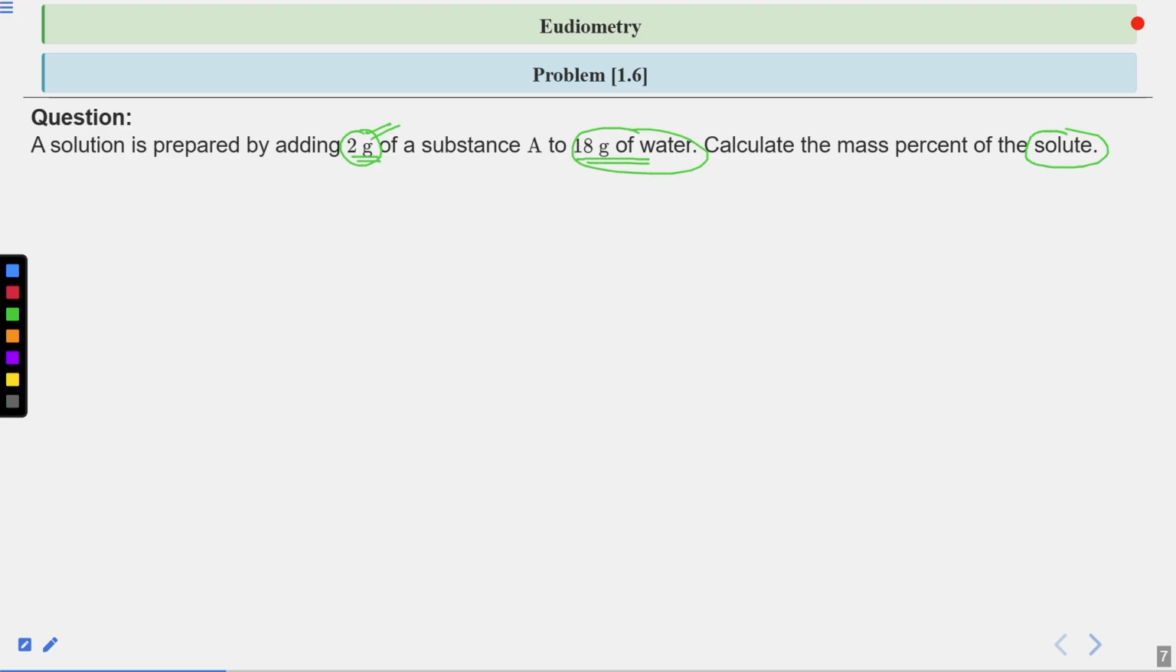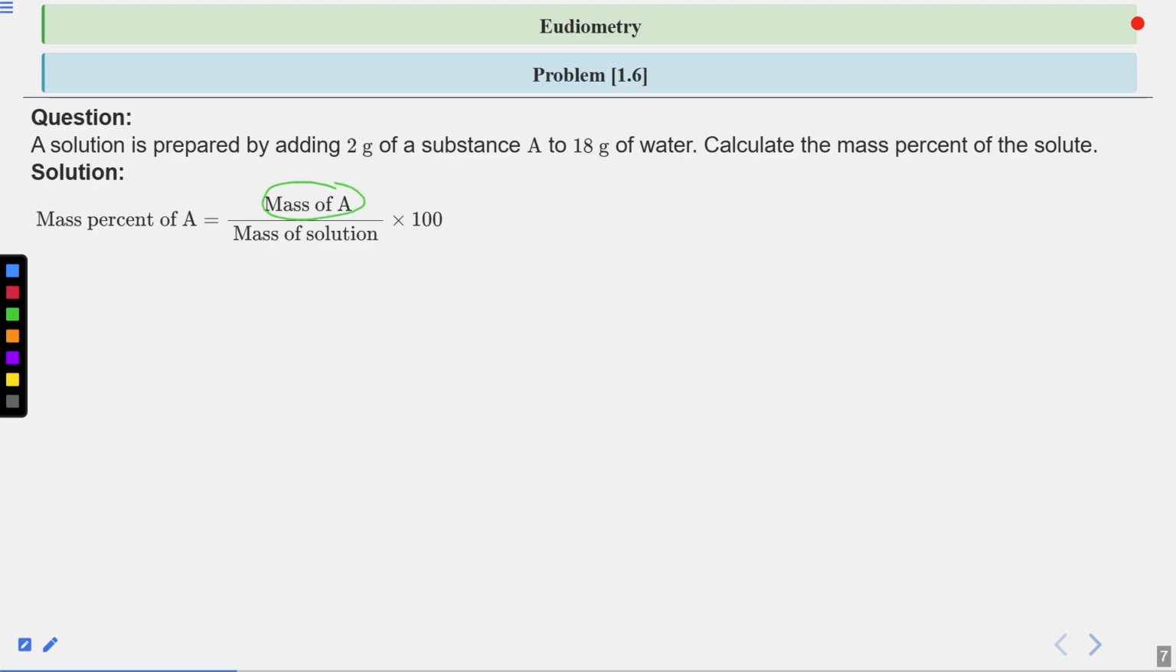As I am already getting many answers from the students, in this we will simply use our formula, which is mass of A by mass of solution, where A is your substance, multiplied by 100. What is the mass of A? Mass of A is 2 gram. What is the mass of solution? Don't take the mass of water itself. Add 2 gram to it to take the complete mass of solution, because mass of solution is mass of solvent plus mass of solute. So 2 by (2 plus 18), into 100.